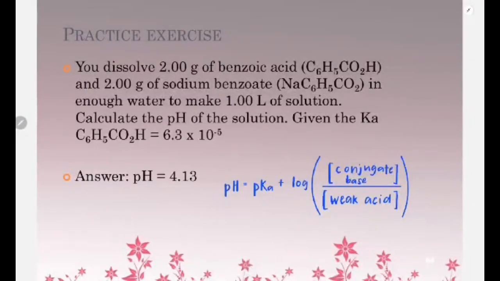Next practice exercise. You dissolve 2 gram of benzoic acid and 2 gram of sodium benzoate in enough water to make 1 liter of solution. Calculate the pH of the solution given the Ka is 6.3 times 10 to the power of negative 5. This question is straightforward. We will use this equation, but we are missing the value of pKa and the concentration of base and acid.